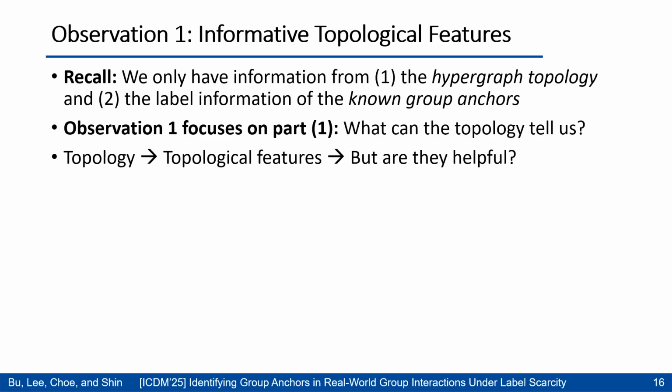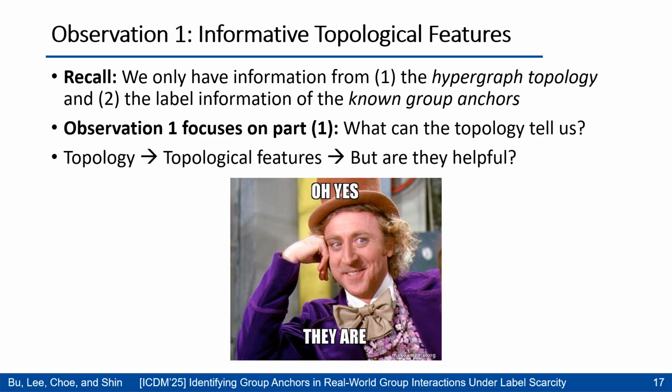Recall that we only have information from two parts. First, the hypergraph topology itself, and second, label information of the non-group anchors. The first observation is about the first part, the topology. From topology, we can obtain various topological features, but are they helpful?